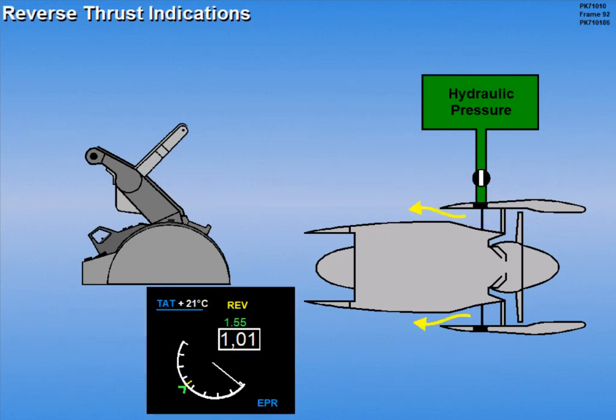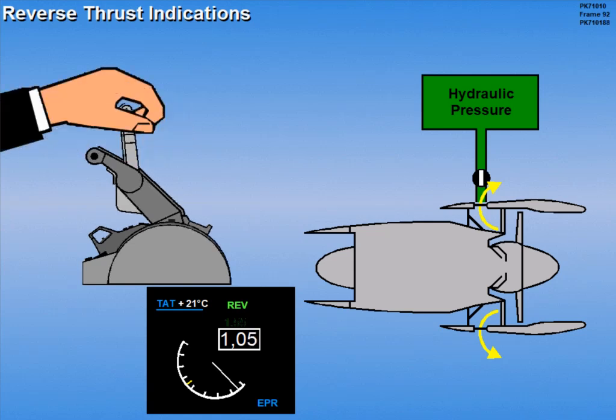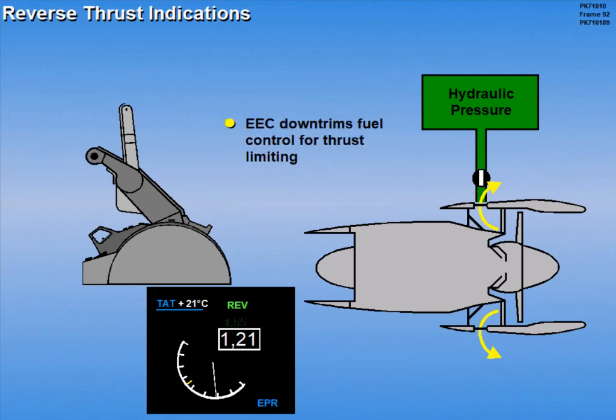An amber reverser enunciation appears above the EPR indicator as the reverser cowl unlocks and all forward thrust reference displays disappear. When the reverser cowl and blocking doors are fully extended, the reverser enunciation turns green and the interlock stop releases. The reverser lever can then be moved upward and aft for reverse thrust. In reverse, the EEC downtrims the fuel control for thrust limiting.